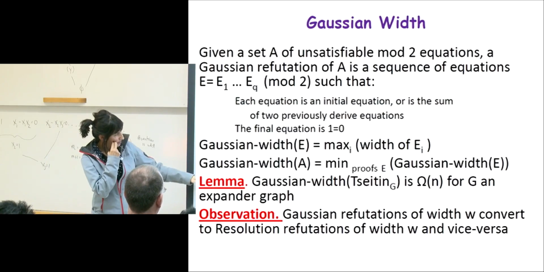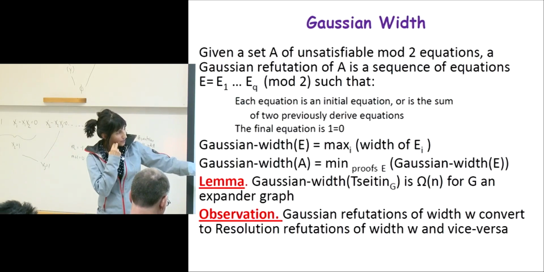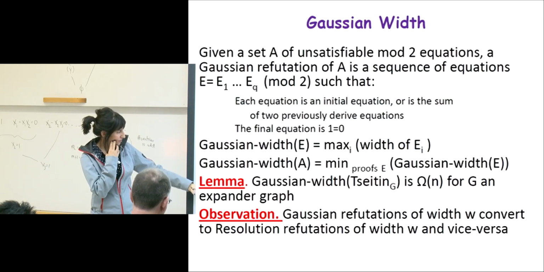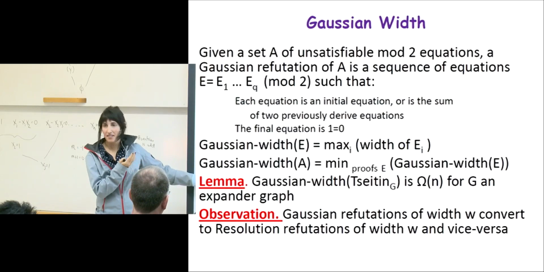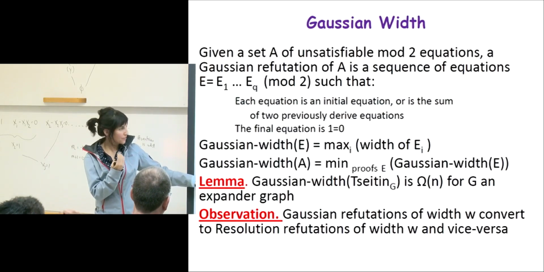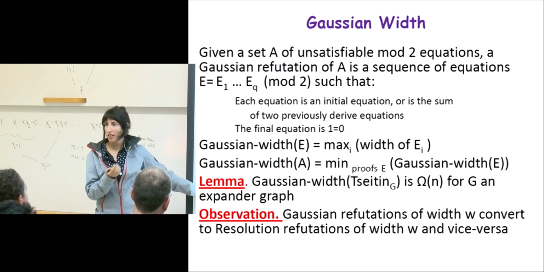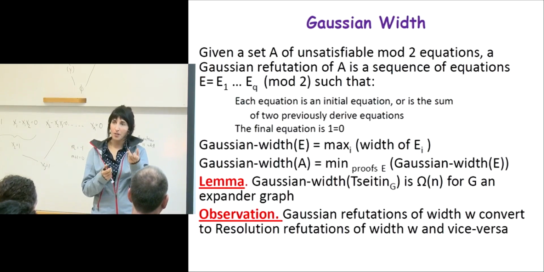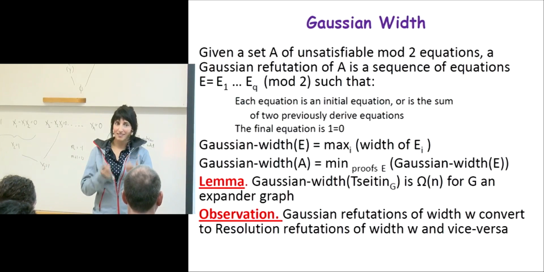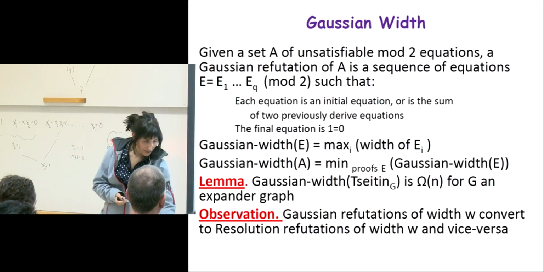The main lemma is that if you start with a width W Gaussian proof, it implies, you're right, this goes in the wrong direction too. This lemma is true, but I really want the other direction. This lemma states that a width W Gaussian proof converts to a PC proof where all lines are binomials. In fact, they're all going to look like one monomial equals a constant. But the other direction.